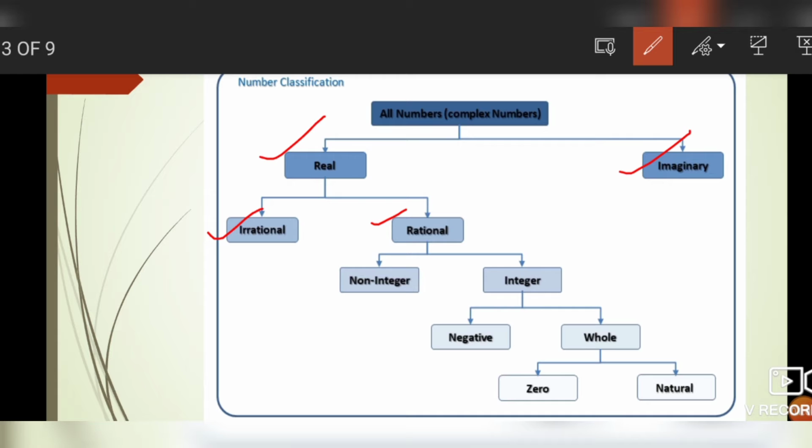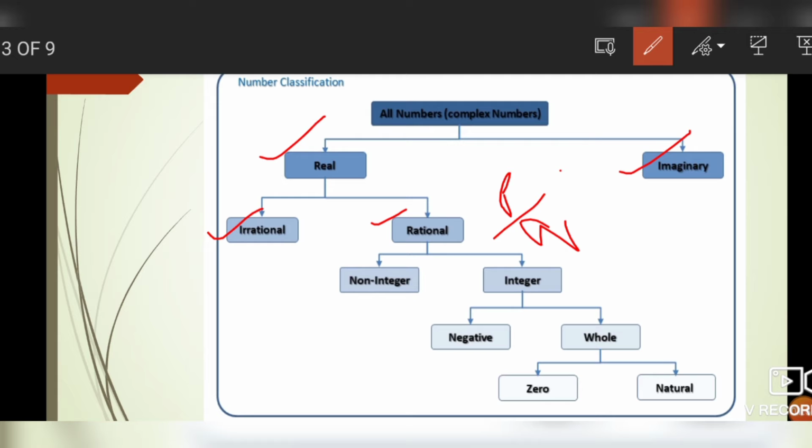Irrational numbers are all the numbers that come under a root and which cannot be expressed in p by q form. In decimal expansion, irrational numbers are non-terminating and non-repeating. Rational numbers are all the numbers which can be expressed in p by q form, and in decimal expansion they can be terminating or non-terminating recurring. These two definitions of irrational and rational numbers we came across in class 9.